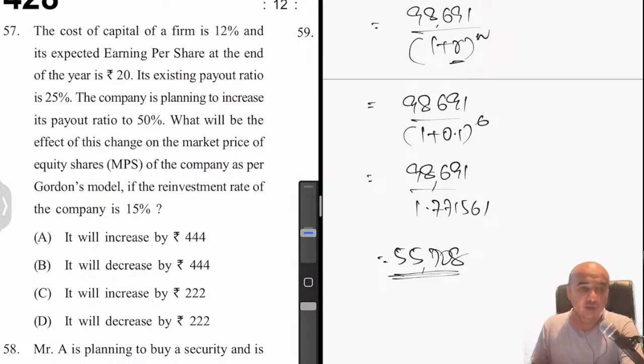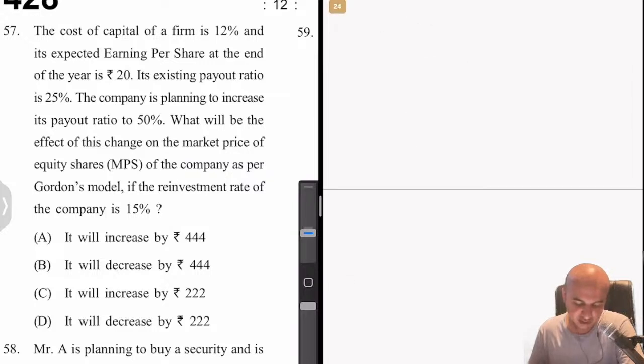The cost of capital of a firm is 12% and its expected earnings per share at the end of the year is 20. Expected earnings is given. Its existing payout ratio is 25%. The company is planning to increase its payout ratio to 50%. What will be the effect of this change on the market price of the equity shares of the company as per Gordon's model, if the reinvestment rate of the company is 15%?